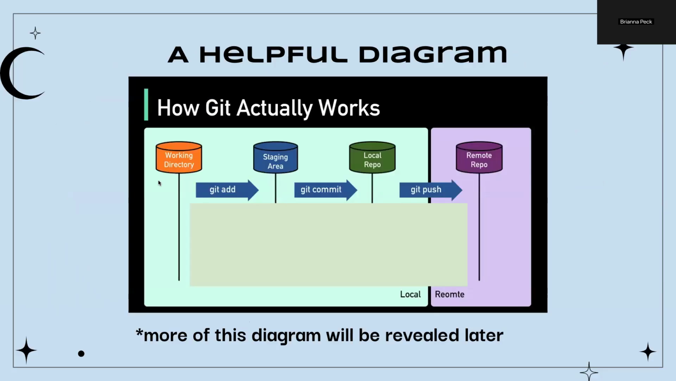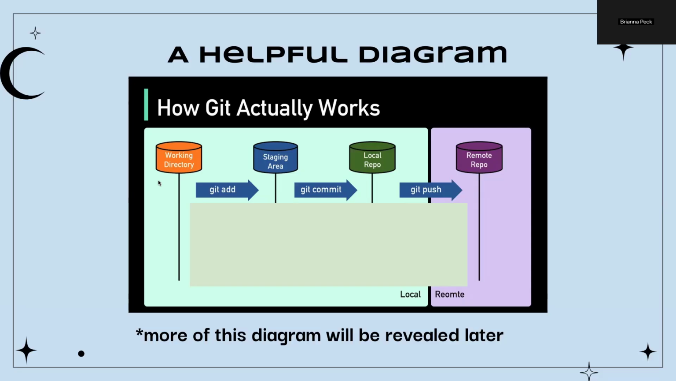So this is a helpful diagram. Sometimes that helps my brain understand what's going on. First, you have your working directory, which is your local working directory. That's where you're saving your code files that are in progress. To go from your local working directory to your staging area, you use git add. Git add basically tells GitHub, hey, look at these files, put them in the staging area. I made changes that I want to save.